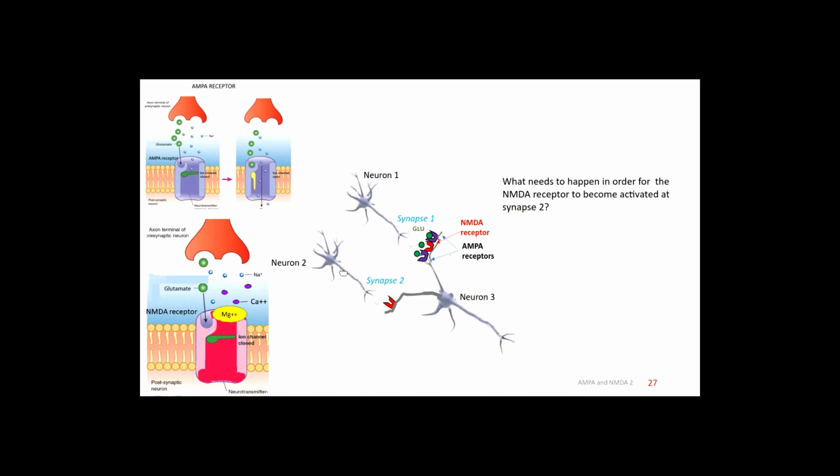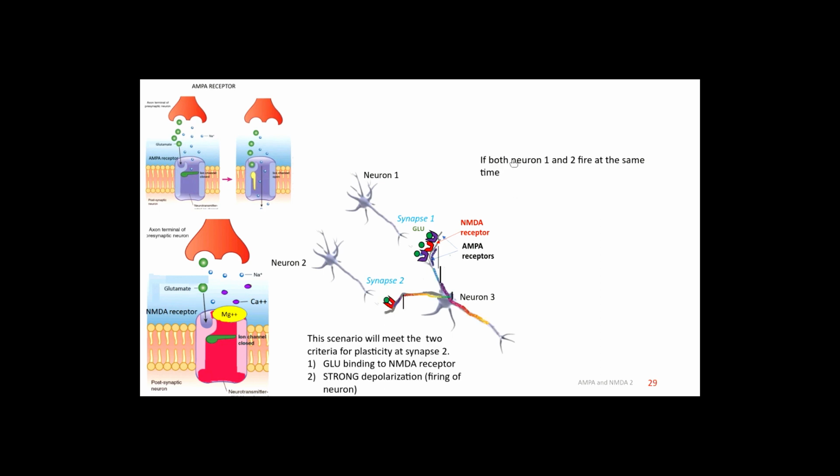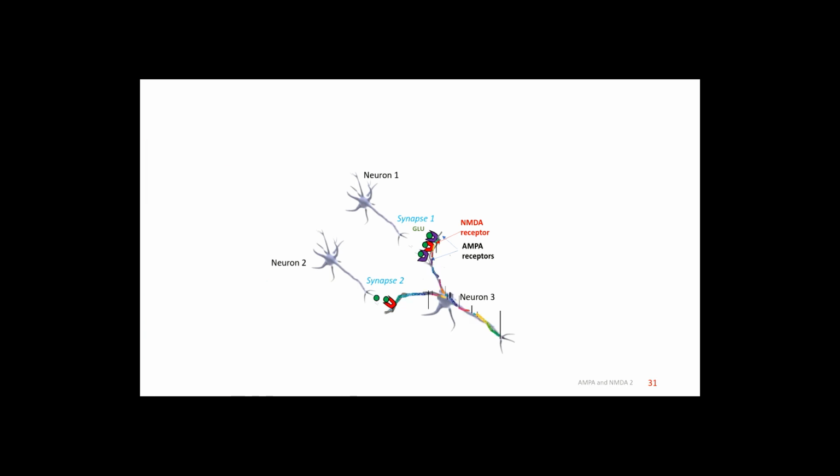You need neuron 2 to fire at the same time that neuron 1 fired, because neuron 1 depolarizes the cell, and neuron 2 provides the glutamate, which satisfies that second criteria. If both neuron 1 and 2 fire at the same time, neuron 1 at synapse 1 provides the glutamate that depolarizes the neuron. That's your strong depolarization. Neuron 2 fires, that provides the glutamate that binds at this NMDA receptor, satisfying that second criteria, and that's how you're going to get this additional AMPA receptor. Once you satisfy those two criteria, calcium can flow in here and tell the nucleus, I need more AMPA receptors, and sure enough, you get more AMPA receptors. And it happened here as well, so I'm showing you here as well.